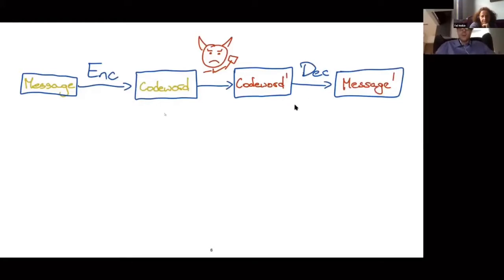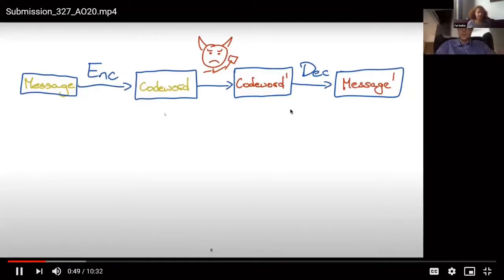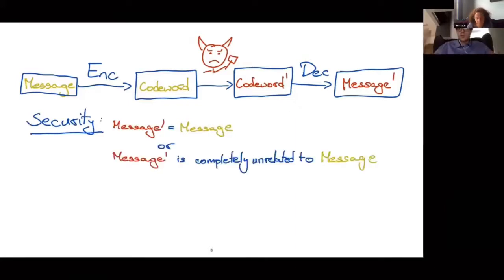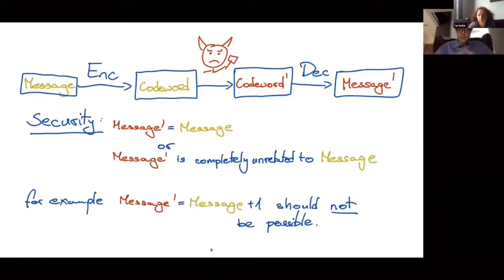Now, the question is how message and message prime are related. The security requires that either message prime is equal to the message, or if that's not the case, then we expect that message prime is completely unrelated to the message. In other words, either the adversary preserved the message or he overwrote the code word and destroyed the message. In particular, the following example should not be possible: changing the original message into message plus one. Any partial information about the message should not be possible to preserve.